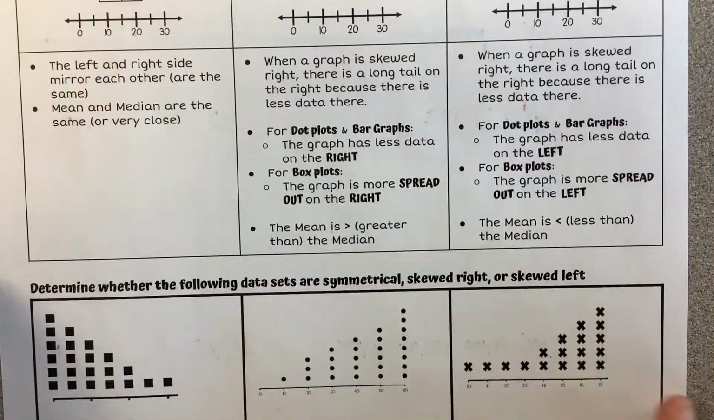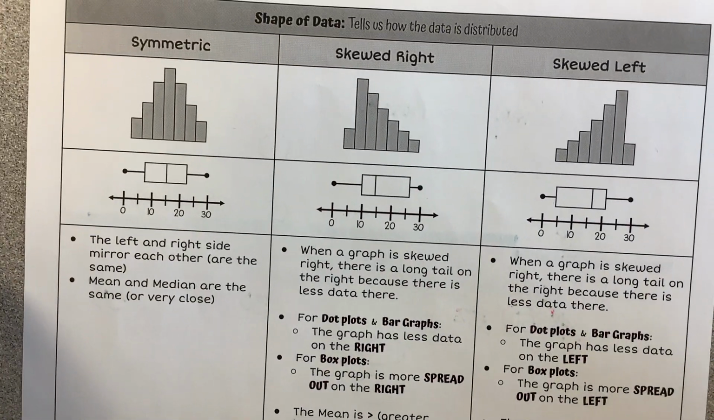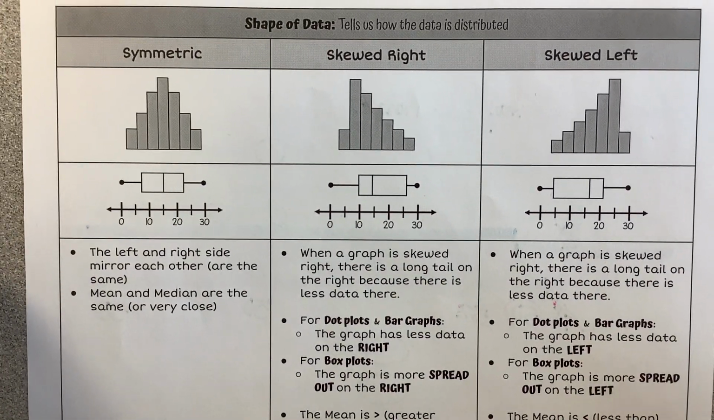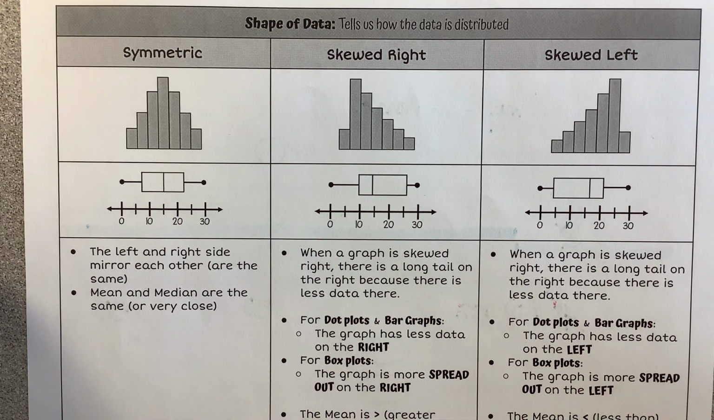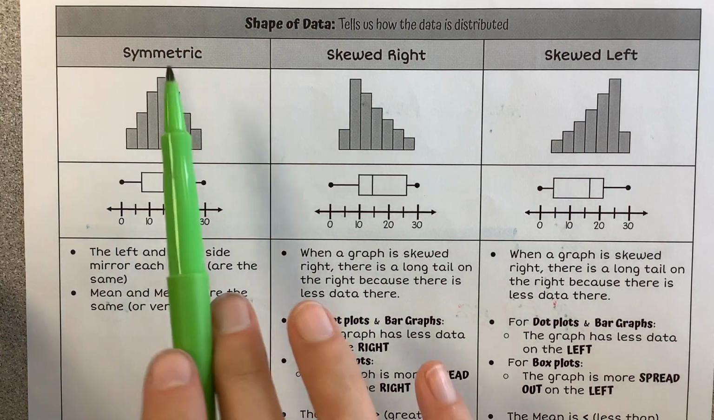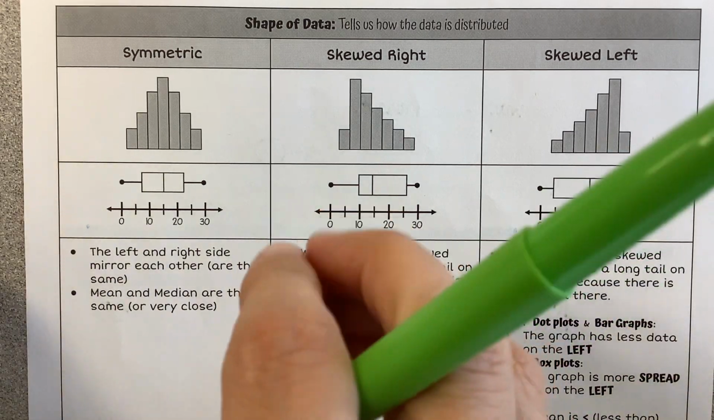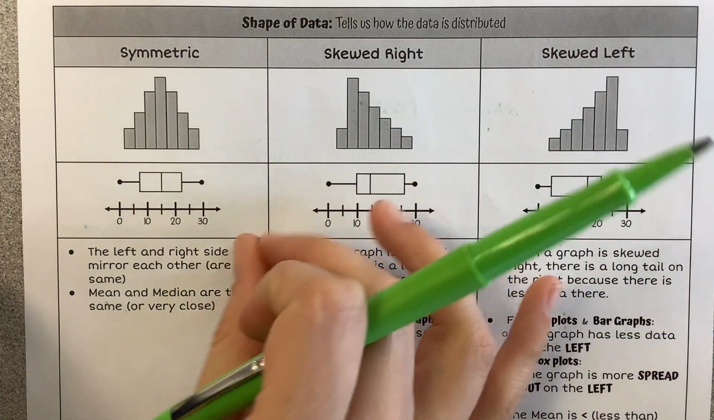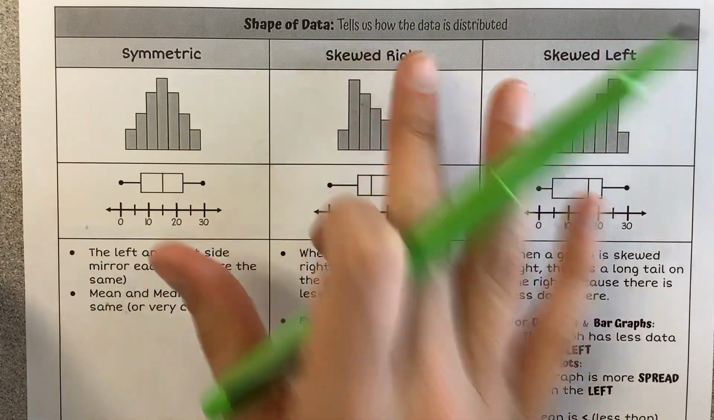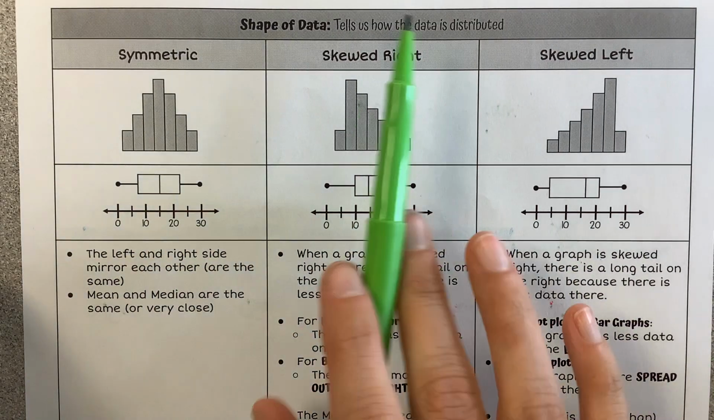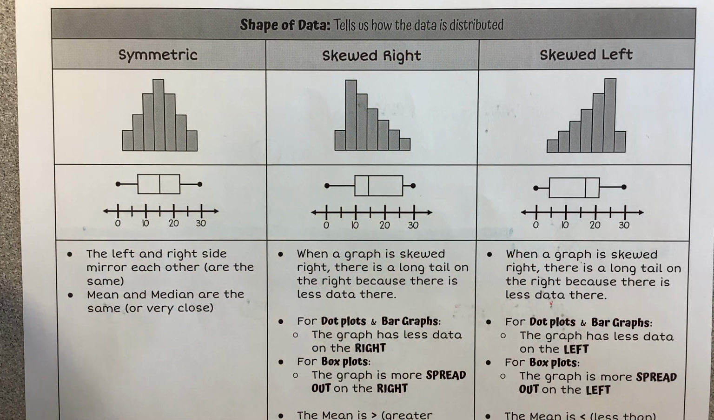The next part of data analysis is looking at different types of plots and graphs and seeing what their shapes look like. So we have the shape of data. Measures of center tell us the center of the data. Measures of variation tell us how spread out it is. And then the shape can give us information here too. It tells us how the data is distributed.